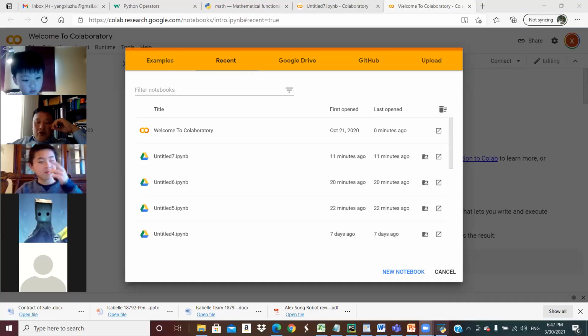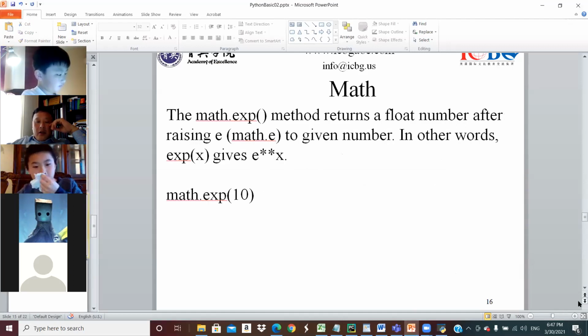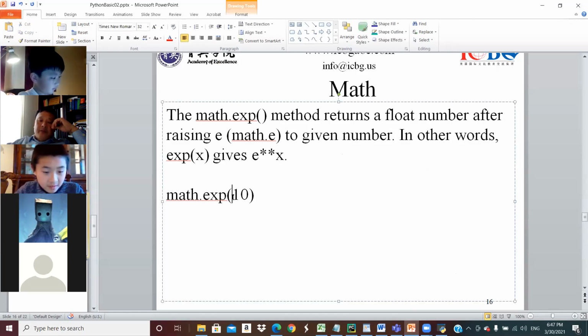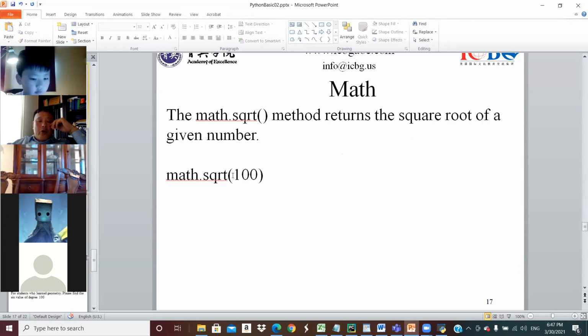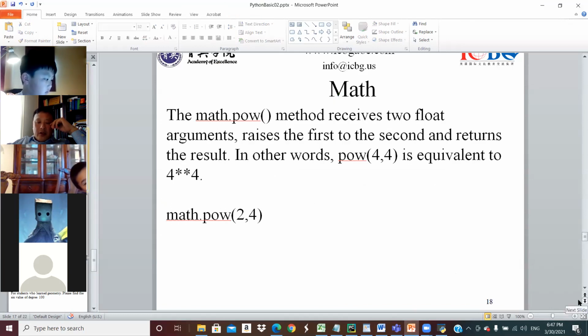All right, so now let's move on. We just go quickly: log, you can do log here. And also you can do exponential, okay? So you can do exp here. You can use math to do it, and then you can do square root. All right, what is the square root? If you are in middle school, then you know that square root. You use math to do it, and math.pow.